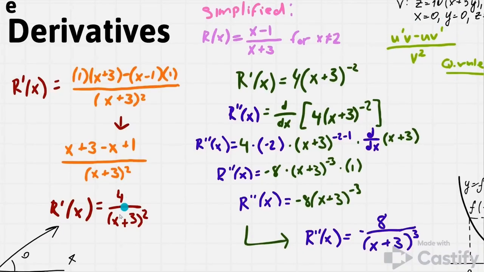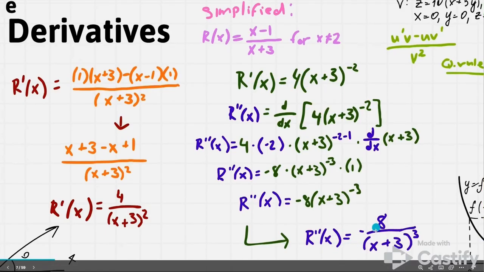Derivatives: using the simplified version of r of x, finding r prime, we use the quotient rule, which is seen right here, and we get 4 over (x plus 3) squared. And for r double prime of x, I use the chain rule combined with the power rule to get r double prime of x is equal to -8 over (x plus 3) cubed.